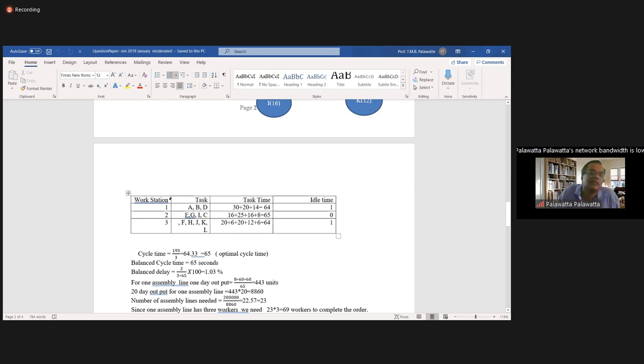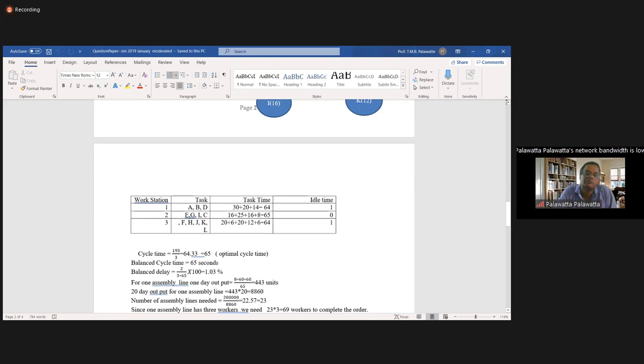So we created 3 workstations, and then the maximum cycle time, maximum time in the maximum workstation is 65. So then the cycle time is 65. And then we calculate the idle time. So 65 minus 64 is 1. So first station and third station, you have idle time 1 second each. So we created balance. And then the balance time is 65 seconds.